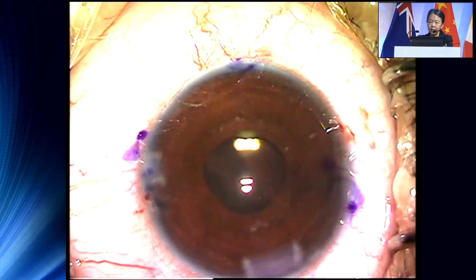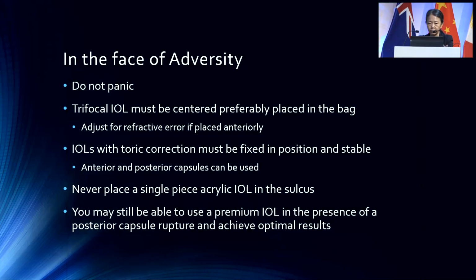To fixate these lenses, you don't want the toric lens to shift out of the bag, right? You can really lock it in with the posterior capsule. So in the face of adversity, do not panic. The trifocal IOL must be centered perfectly, preferably placed in the bag, but you can adjust for refractive error if it's placed anteriorly, in a case like the posterior polar cataract, where there was an equatorial rip.